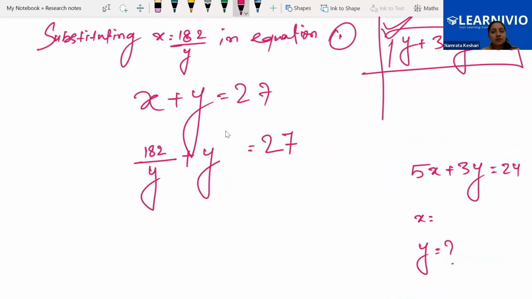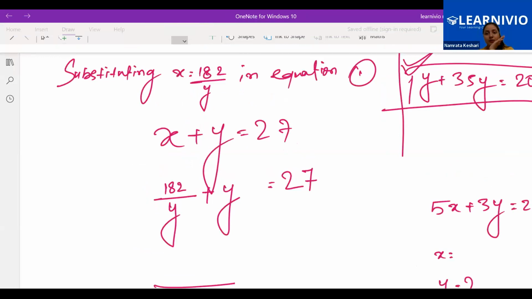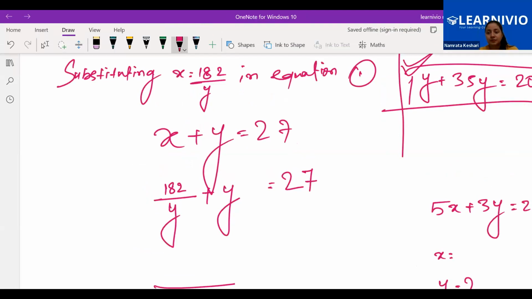Let's do the simplification. What will be the LCM over here? Please tell me. What will be the LCM over here? Ma'am, y square on y.